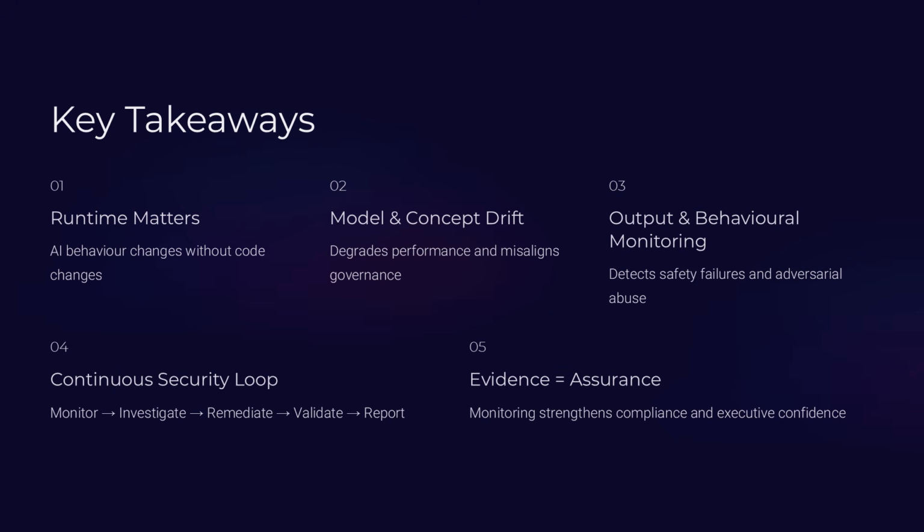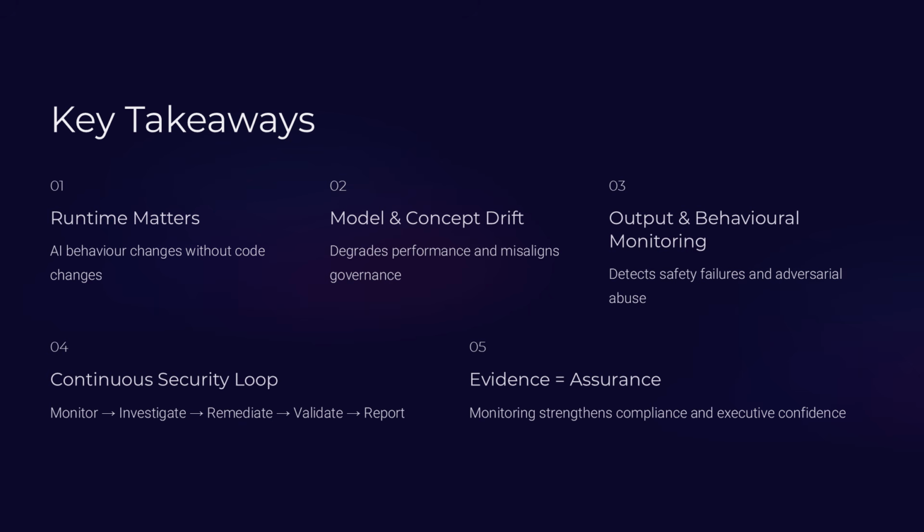Now that you have explored monitoring, drift, anomaly detection, and continuous security loops, let us summarize the most important insights you should carry forward. Runtime matters because artificial intelligence systems can change behavior even without code changes. Model drift degrades performance and can increase security exposure. Concept drift changes the meaning of outcomes and can misalign systems with governance expectations. Output anomalies can signal safety failures, data leakage risk, or adversarial exploitation.